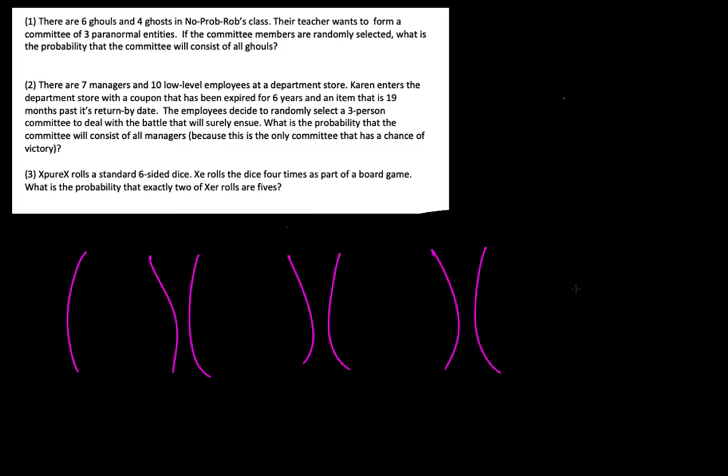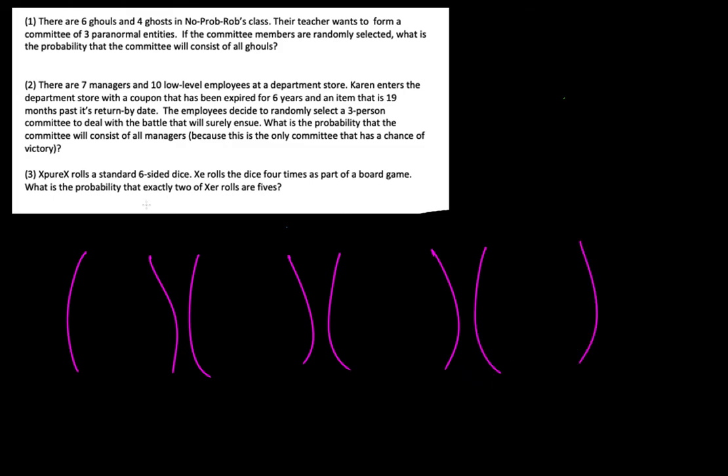So this time, she rolls a standard 6-sided dice. She rolls the dice 4 times as part of a board game. What is the probability that exactly 2 of her rolls are 5s? So we have a 6-sided dice, and it's rolled 4 times. So what I like to do, I like to create 4 sets of parentheses. Each one represents 1 roll of the dice.